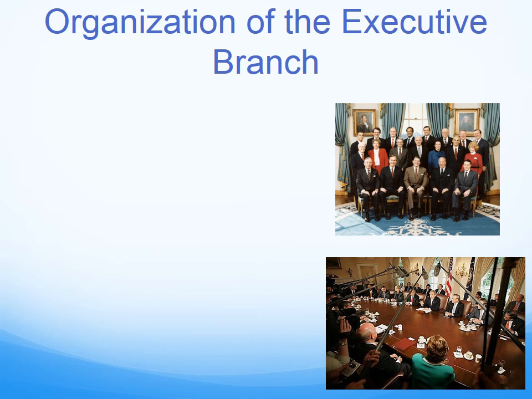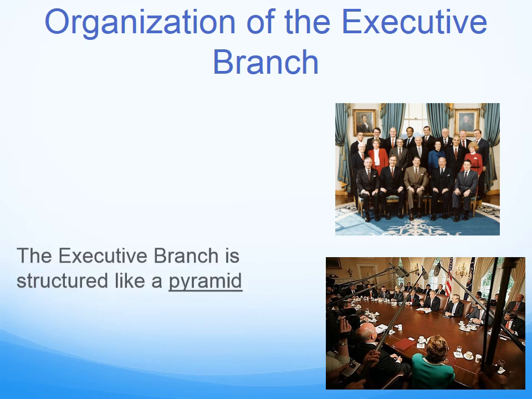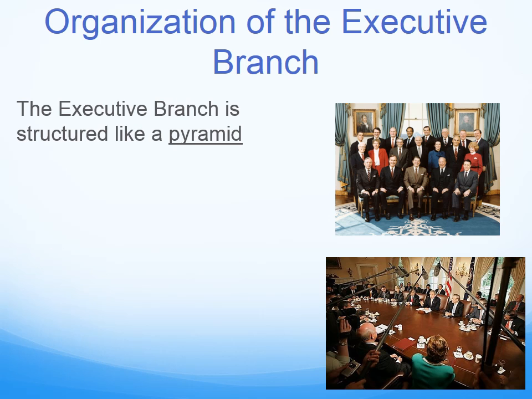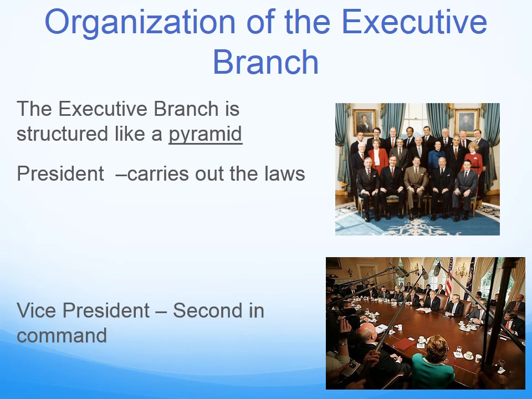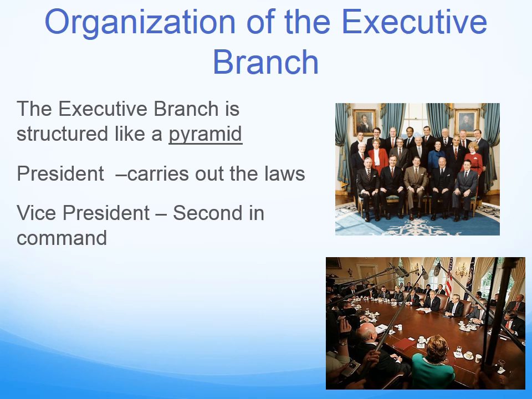All right, so the organization of the executive branch is as follows. It looks like a pyramid, okay? So at the very top of the pyramid, of course, you have the president. That president is in charge of carrying out the laws, okay, or enforcing the laws. The vice president is second in command. We already know that he is truly the head of the Senate, but really is only there in case of a tie. So he is second in command in case something happens to the president.